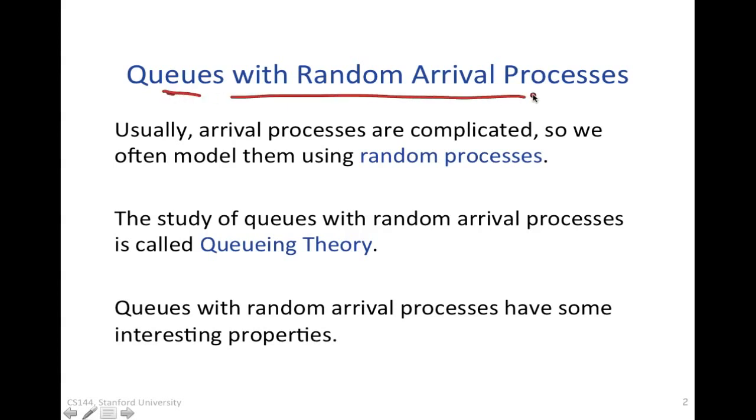Usually arrival processes are complicated in systems like networks, so we often model them using random processes. And this study of queues with random arrival processes is called queuing theory. Queuing theory, you've probably heard before, has a reputation for having very hairy mathematics. But despite that hairy mathematics, queues with random arrival processes have some really interesting properties that it's going to be good for us to understand. They're going to really help us understand the dynamics of networks.